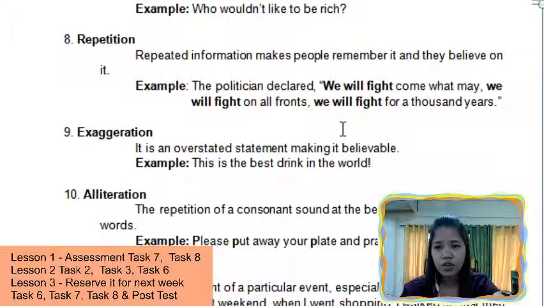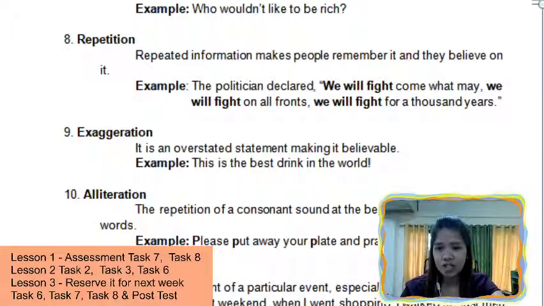Repeated information makes people remember it and they believe on. The politician declared, we will fight, come what may. We will fight on all the fronts. We will fight for 1,000 years. That is the repetition of the word fight. So, repetition means reiterating, talaga nga ipagpaganatkit mo, you give stress on it.